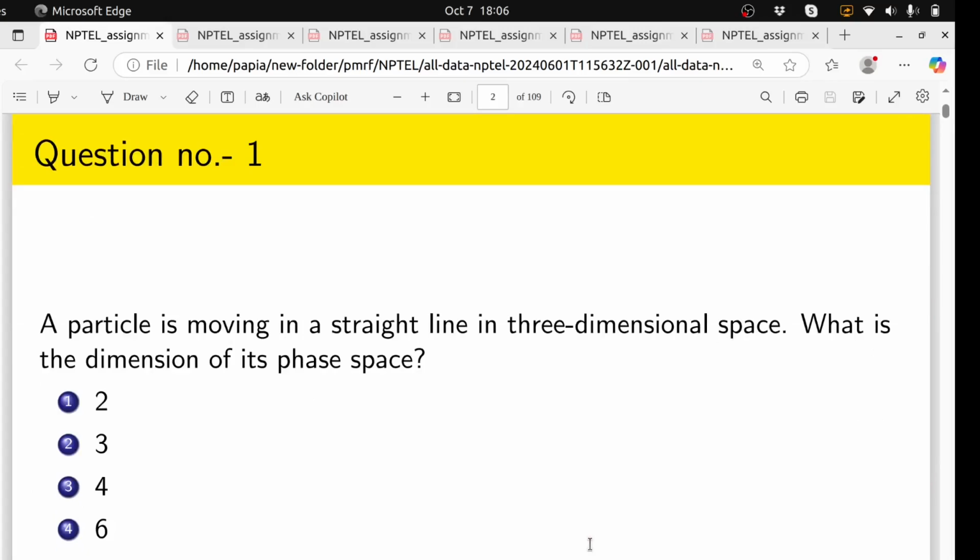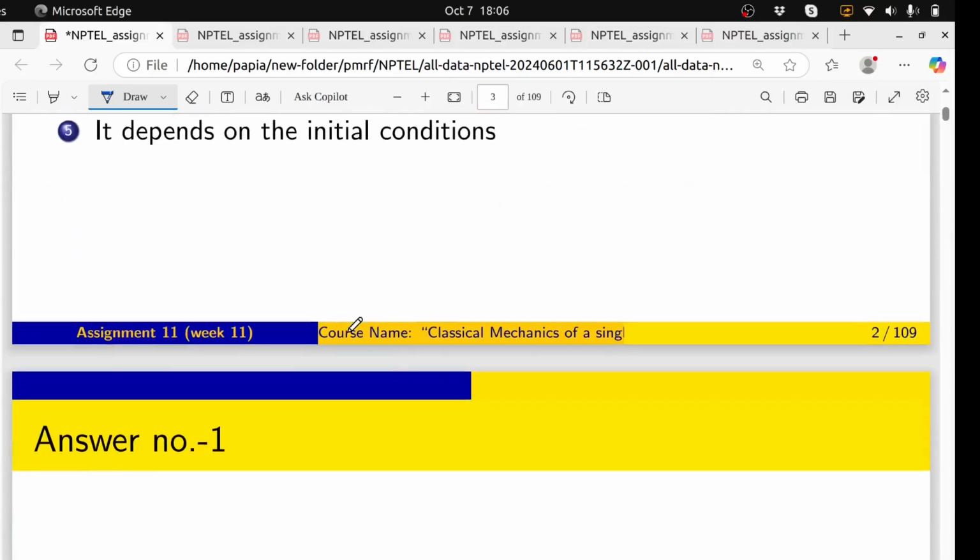So let's start. The first question is: a particle is moving in a straight line in three-dimensional space. What is the dimension of its phase space? As sir has already explained about the dimension of the phase space, I just want to mention here.